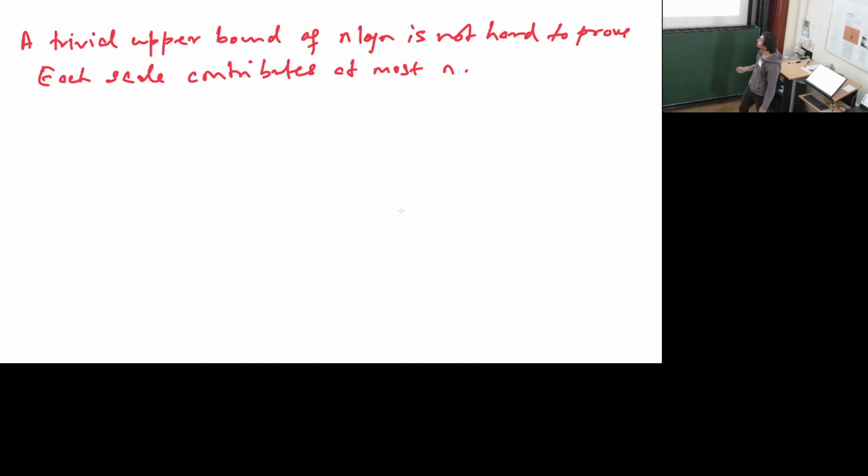All right. So, what is a trivial upper bound of the passage time? It's n log n, right? Because there are log n many layers, each of them like KPZ. So each layer contributes no more than some constant times n.